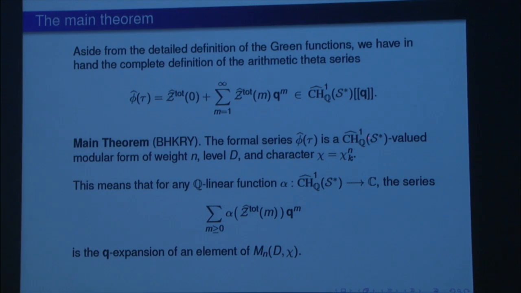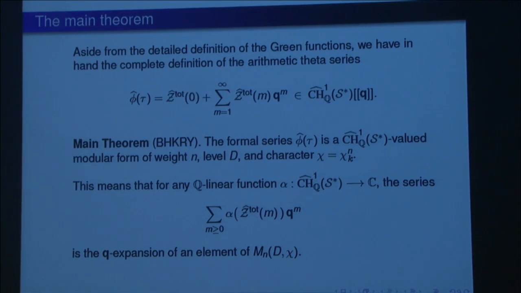What this really is supposed to mean is that if you have any Q linear functional on this Chow group to the complex numbers, you can apply it to the coefficients of this thing and make a series like this, and that's supposed to be the Q expansion of a holomorphic modular form of the given weight and character and so on, regardless of what alpha you take. So that's the content of the statement.